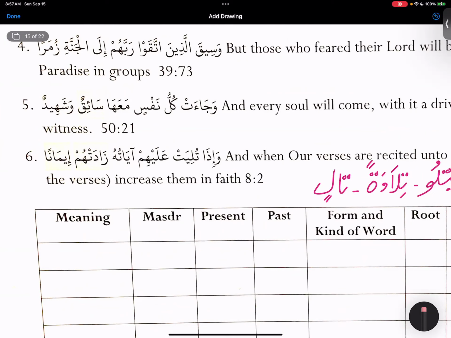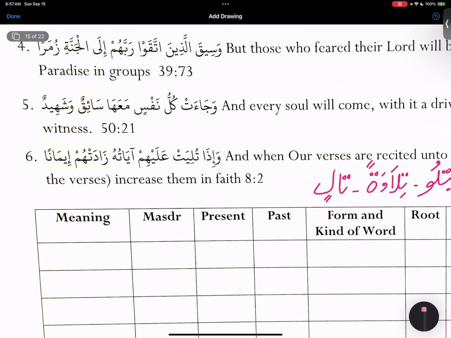zadathum imanan. Subhanallah. May Allah make us, day and night we are hearing the Quran Pak, right? But I don't know how Allah gives us tawfiq. Increasing. Zadathum imanan. So it increased their iman. And what is the role of iman over here? It will be maful mutlaq, right?